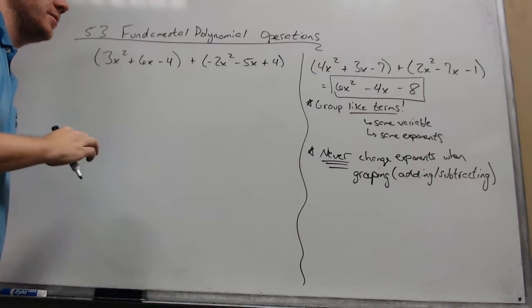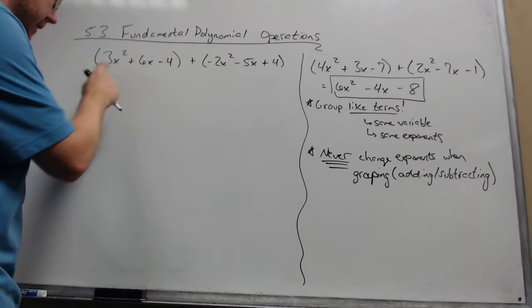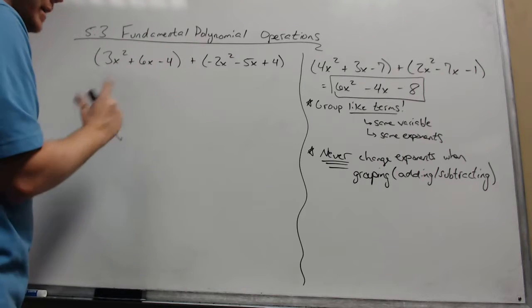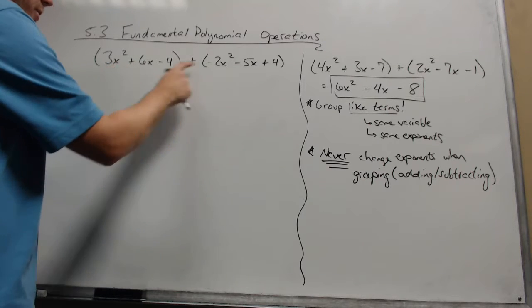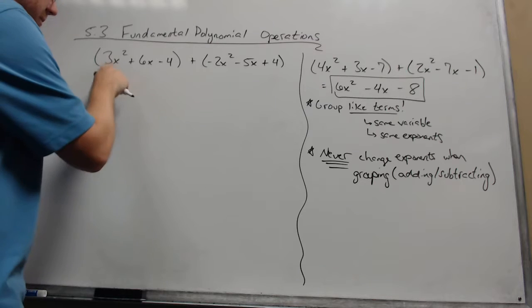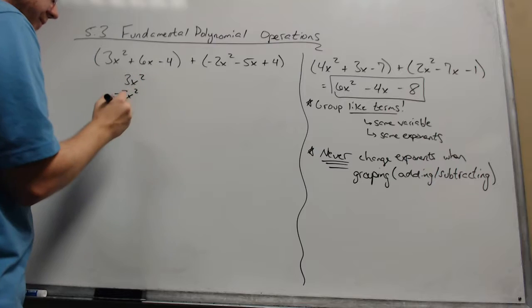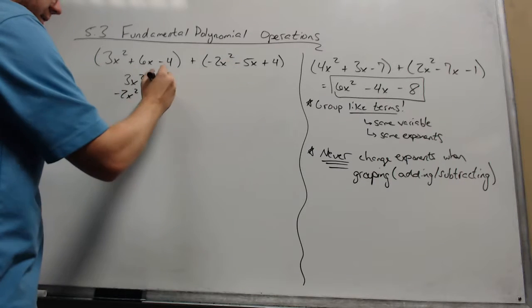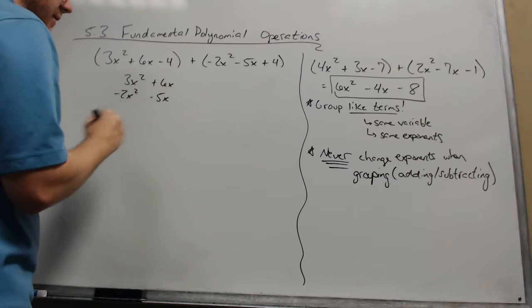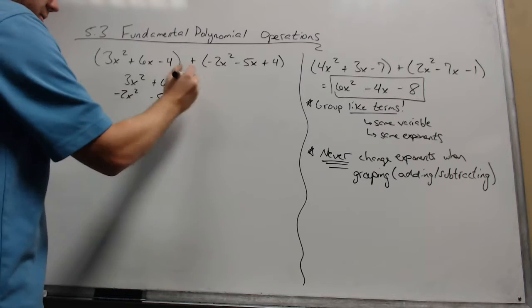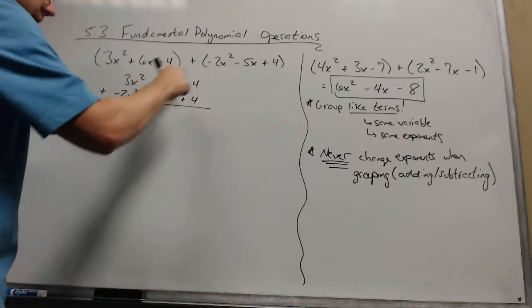Some people do like to do these problems vertically. It might make a little more sense to match up. If I'm saying I have like terms, why not put them right next to each other? So I'm not opposed to this, and it might help visually work this out better. Just putting these north and south and matching up your like terms. X squared terms, well, I have 3x squared and negative 2x squared. X terms, I have positive 6x and negative 5x. And then constant terms, I have negative 4 and positive 4, and I want to add these two together. So I'm grouping these up.